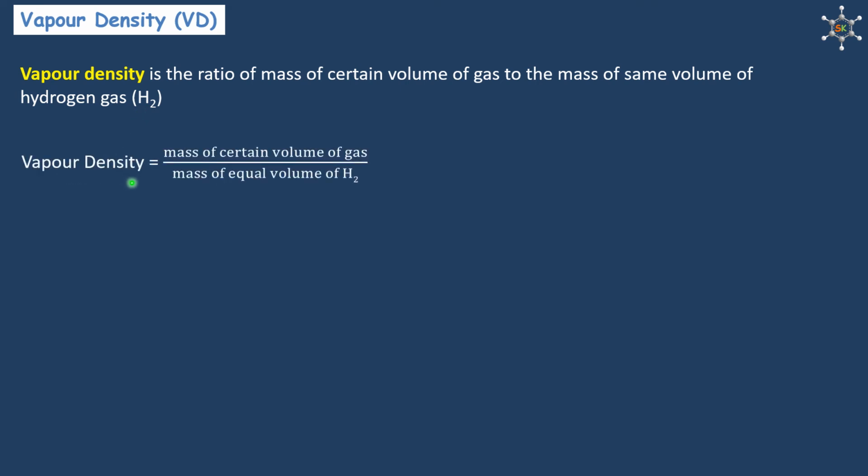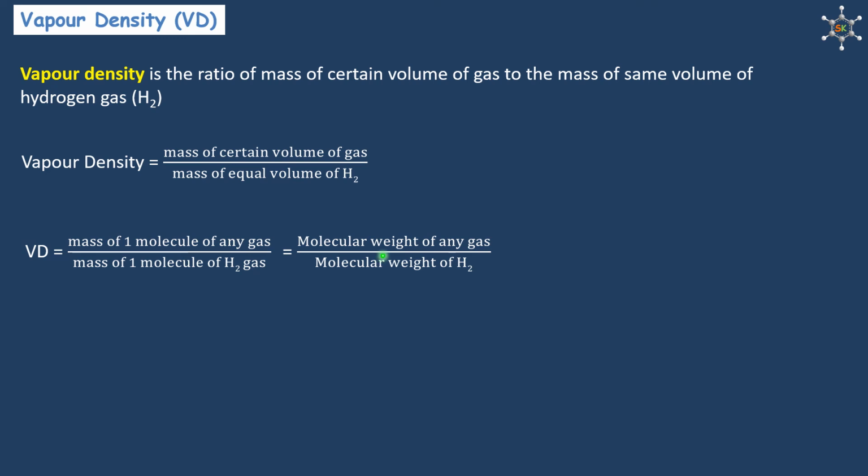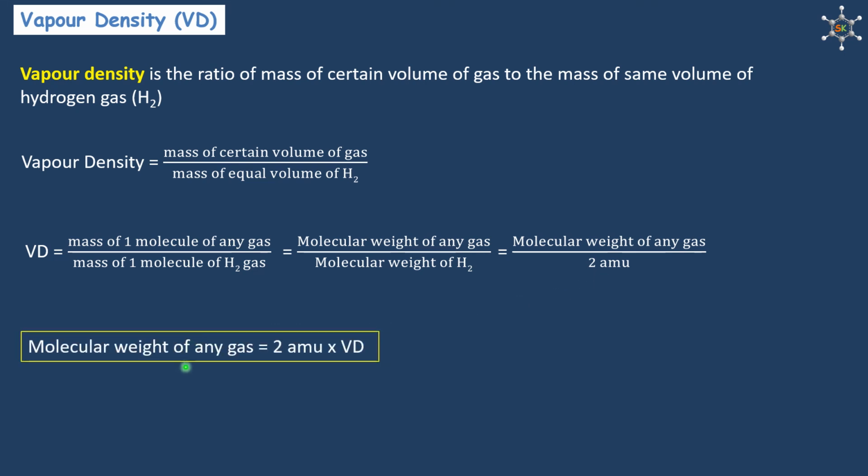Mathematically, vapor density is the ratio of mass of certain volume of gas divided by mass of equal volume of hydrogen. Let us consider certain volume of the gas as one molecule of any gas. So we have to consider equal volume of hydrogen, that is one molecule of hydrogen. Mass of one molecule of any gas is nothing but molecular weight of that gas. Mass of one molecule of hydrogen gas is molecular weight of hydrogen gas, that is nothing but 2 amu. So if we rearrange the equation, we get molecular weight of any gas as 2 multiplied by vapor density.